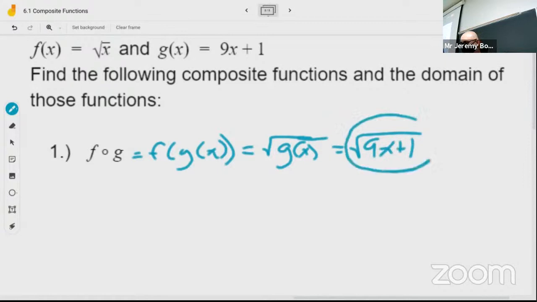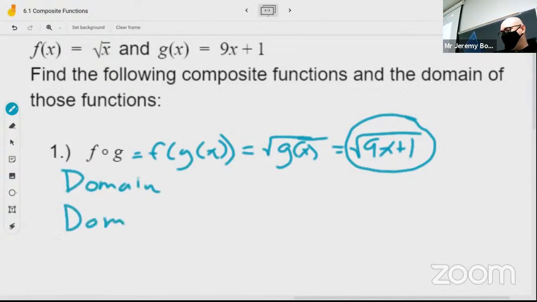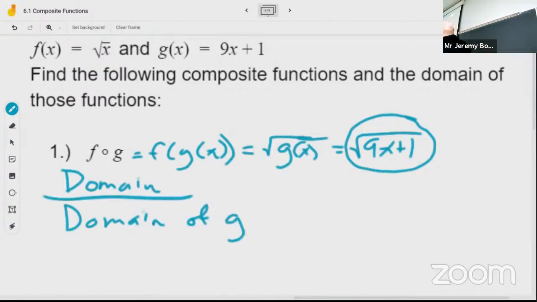There's not really anything I can do to simplify that. That is just what it is. You can't split up a square root or any root on addition or subtraction. So you can't just do the square root of 9x and try to evaluate that. So that's as far as you can go. Let's talk about the domain. So if we're talking about the domain of this function, the first thing we need to do is look at the domain of the inner function, which is g. And you look at the domain of g.